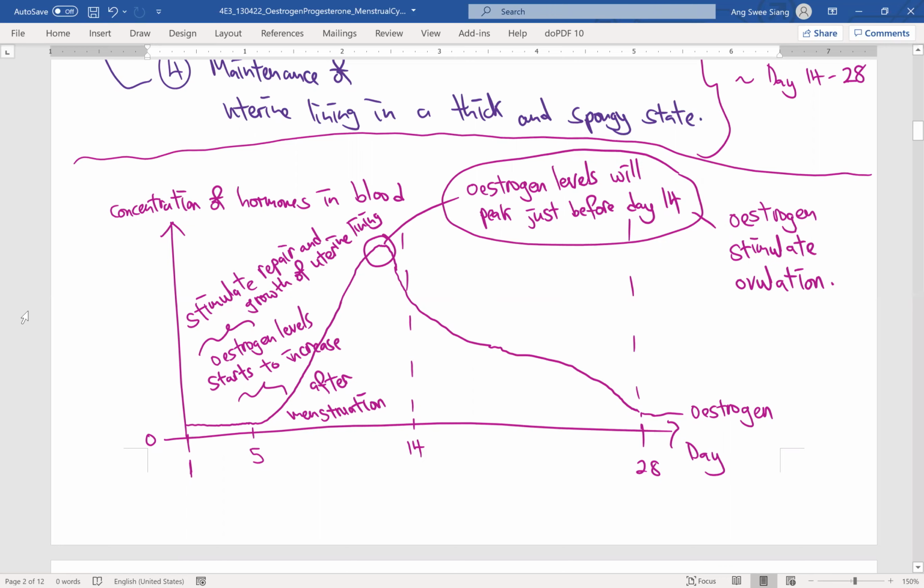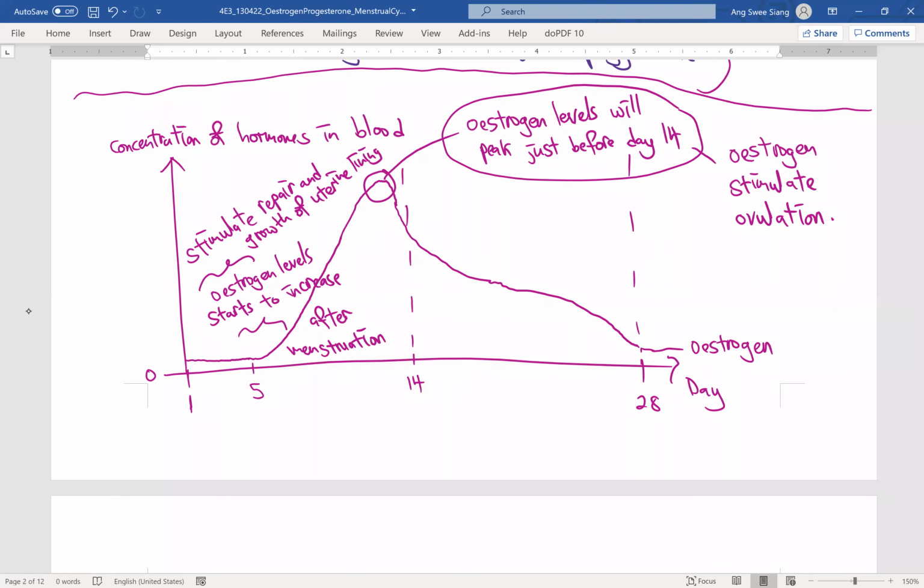Okay, so this is how you sketch. It will start to increase after menstruation, and then it will peak just before day 14. Peak means the highest level. When you see this word peak, it means highest level. Of course, you try to draw this peak as close as possible to day 14. Because I don't have a ruler, I just freehand draw. So I draw like this. It is not wrong, it still looks correct.